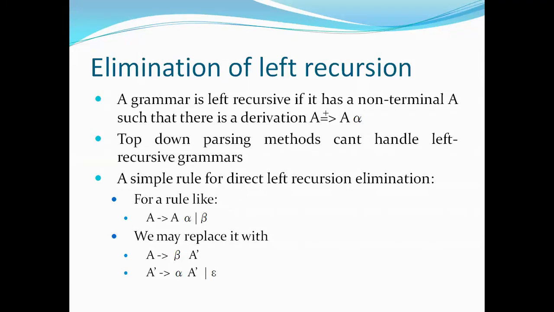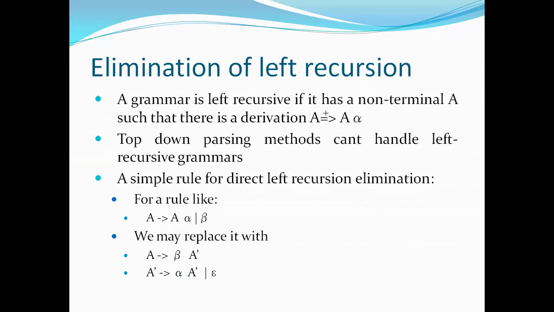Before discussing elimination of left recursion, we have some types of grammar, for example left recursive grammar and right recursive grammar. What is a left recursive grammar? The production is in the form A produces A alpha or beta. The left-hand side A is equal to the leftmost symbol on the right, so this is called a left recursive grammar.